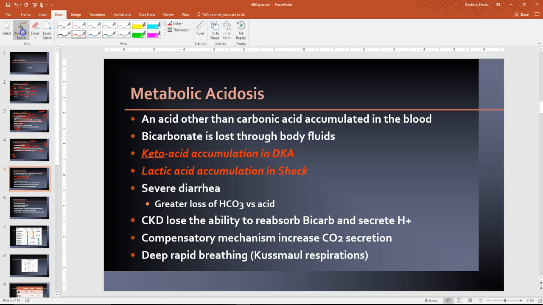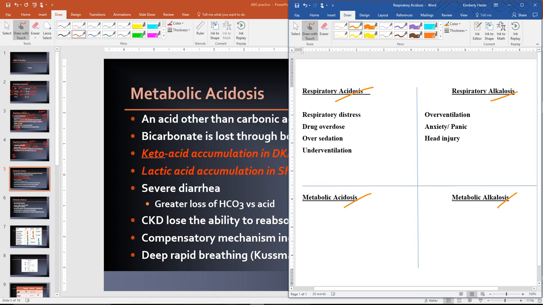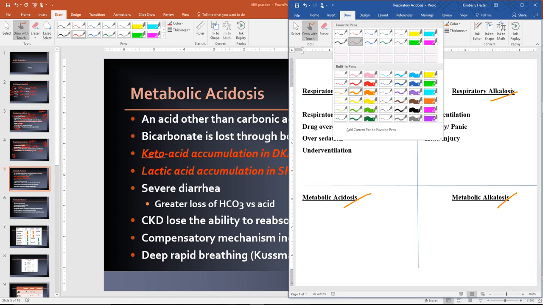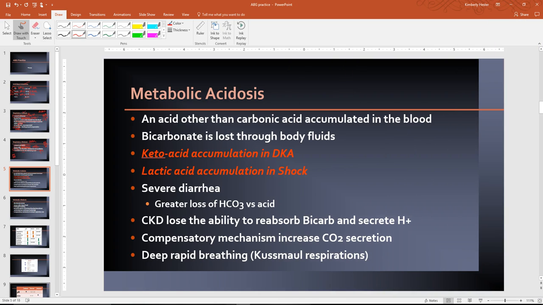All right, so metabolic acidosis. So let's go down to our little sheet here. Okay, so we talked about respiratory acidosis and respiratory alkalosis. Now we're going to talk about metabolic acidosis. So we're already halfway through. All right, so metabolic acidosis.